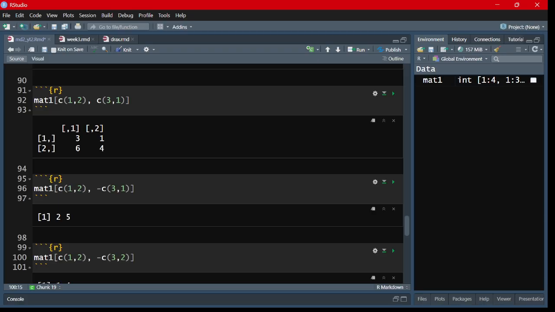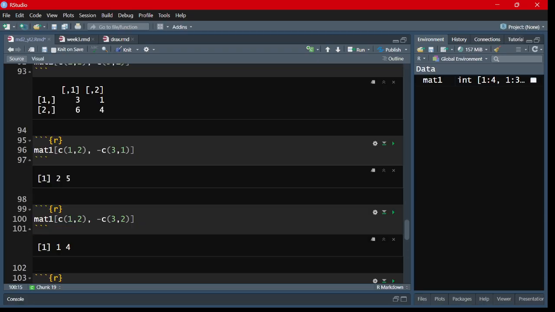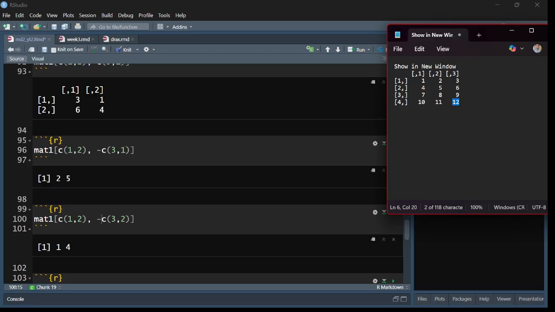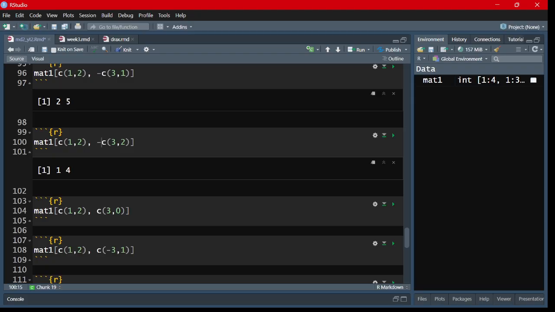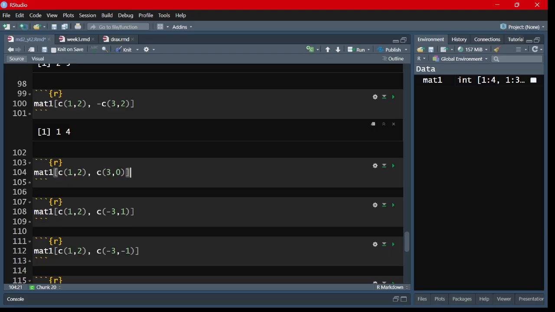In this case, 1 4 is there. So why is it 1 4? Let's look at this. We are selecting the first row and second row, and we are removing the third column and second column. We are removing these two things and these two things, so what's left in the first row is 1 and 4. That is the output. Will there be any output in this case? Definitely there will be some output in this case also.